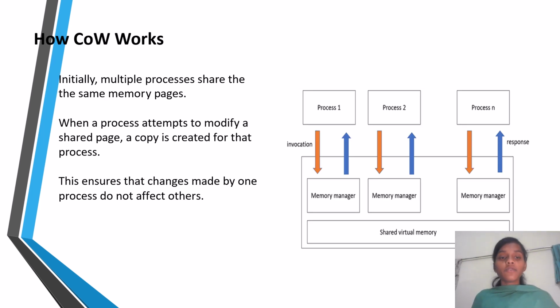Next, how copy on write works. Initially, multiple processes share the same memory pages. When a process attempts to modify a shared page, a copy is created for that process. This ensures that the changes made by one process do not affect others. Here we can see process 1, process 2, process n, and so on, with the process manager. Here we can see the shared virtual memory. They are outgoing and incoming between the process and memory manager.